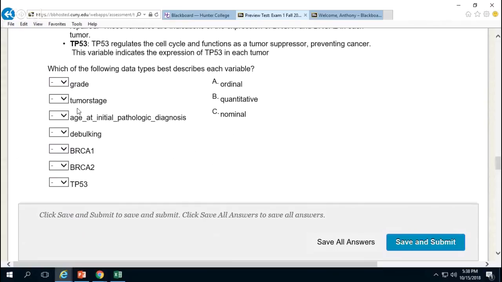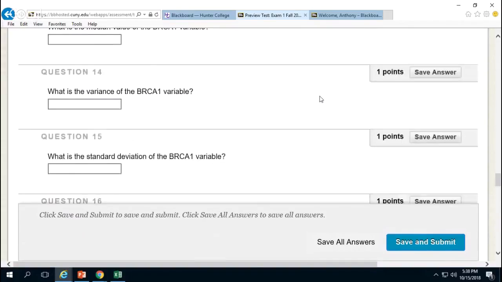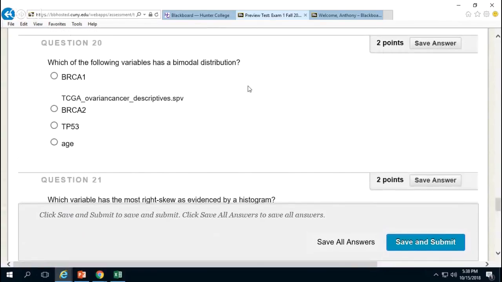This question, I think almost everyone got these right. There were a few troubles with this one. Basically, I think grade and tumor stage were ordinal. The bulking is nominal, and the other ones are all quantitative. Okay.